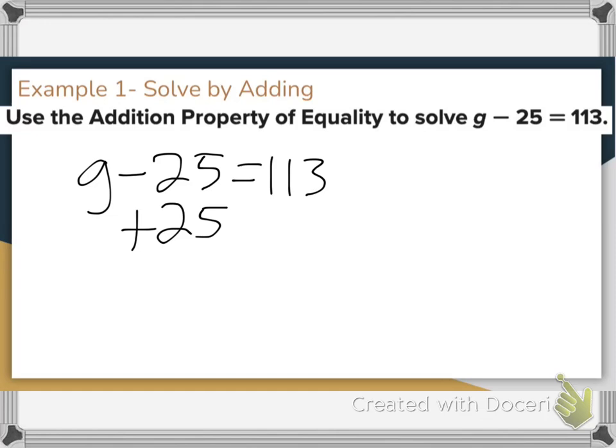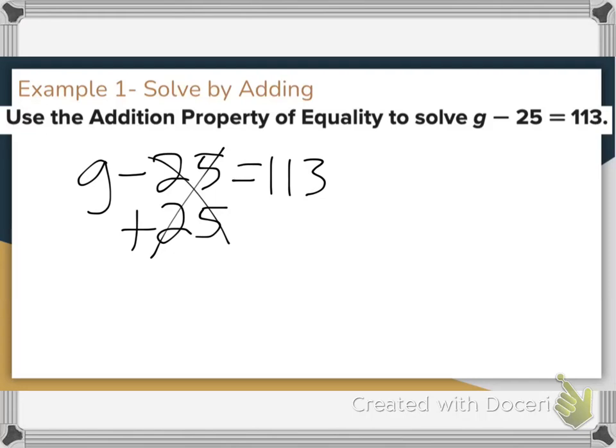I'm just going to add that same number. Because what's negative 25 plus 25? 0. It cancels out, right? That's why I'm using the inverse operation to get that number canceled out on that side with the variable. That way I can get the variable by itself. Everyone okay with that? Okay.